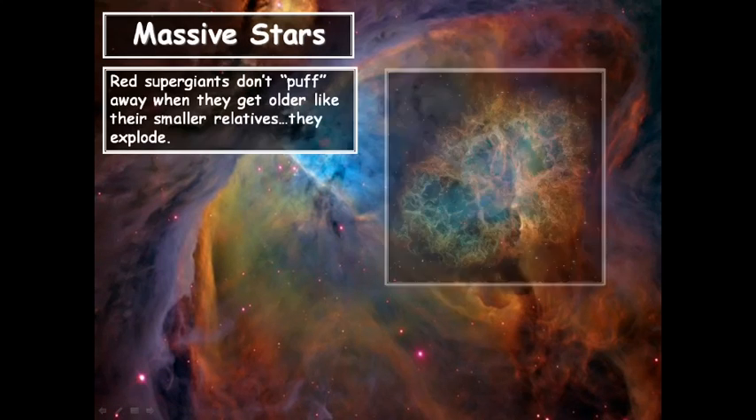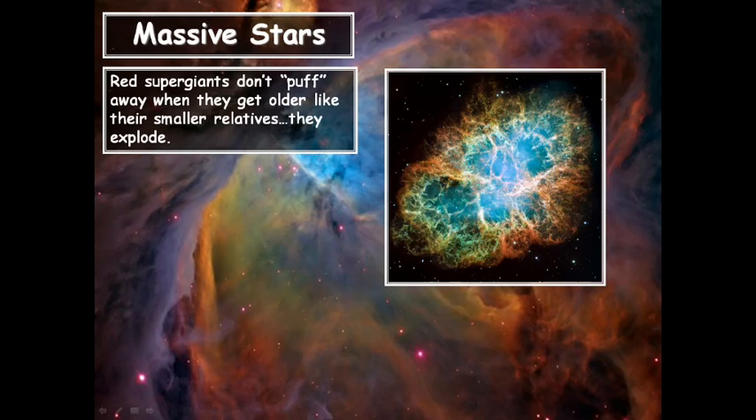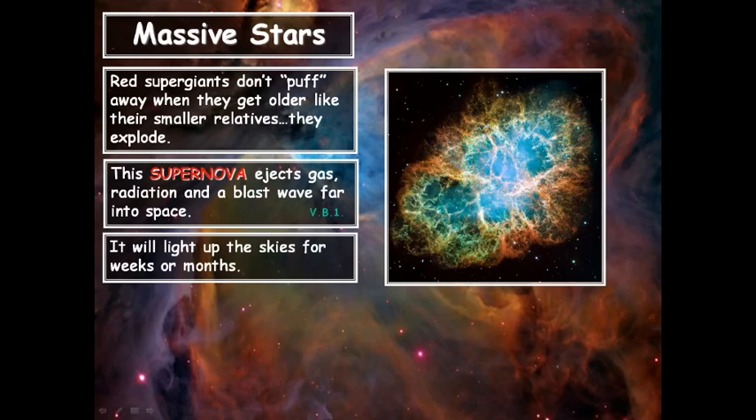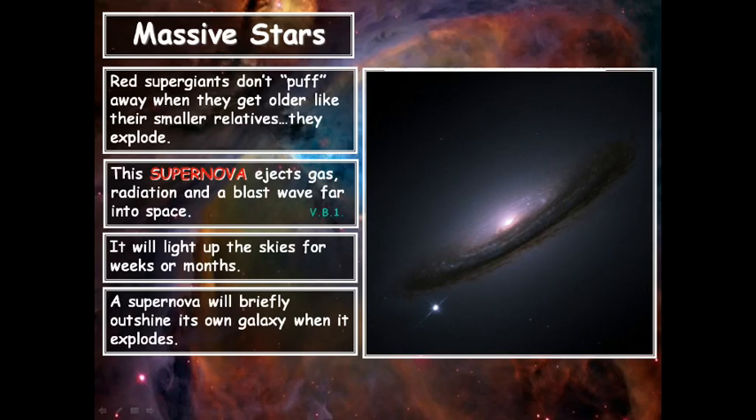Massive stars don't just puff out like the others. They go out with a bang. You are correct. The supernova is going to eject gas, radiation, and a blast wave into space. It's going to be a big old boom. It will light up the sky for weeks and months when it goes supernova.